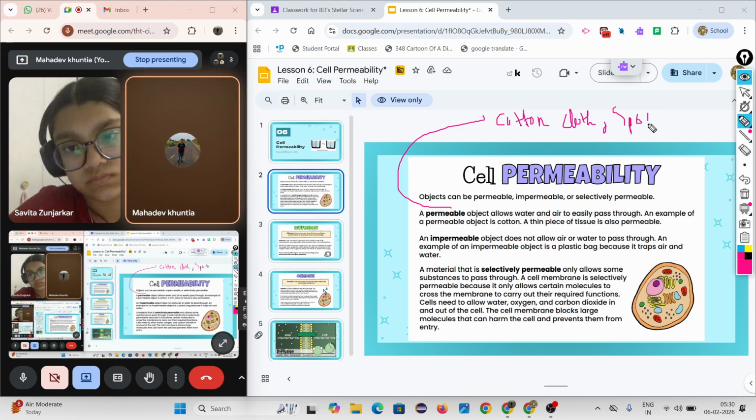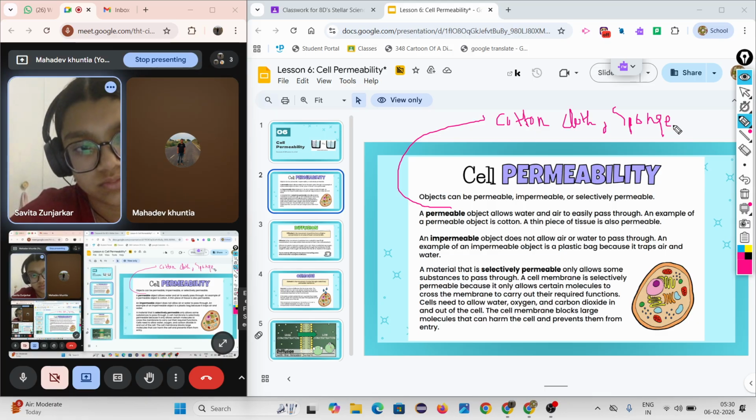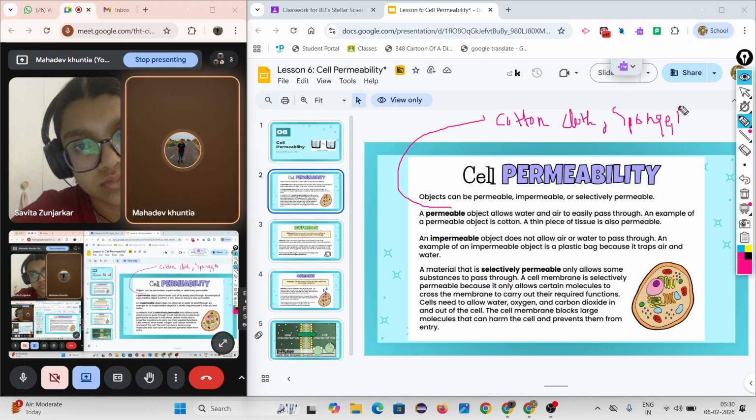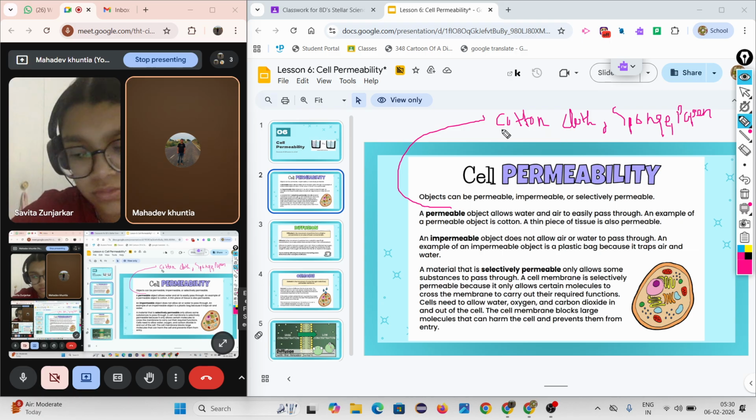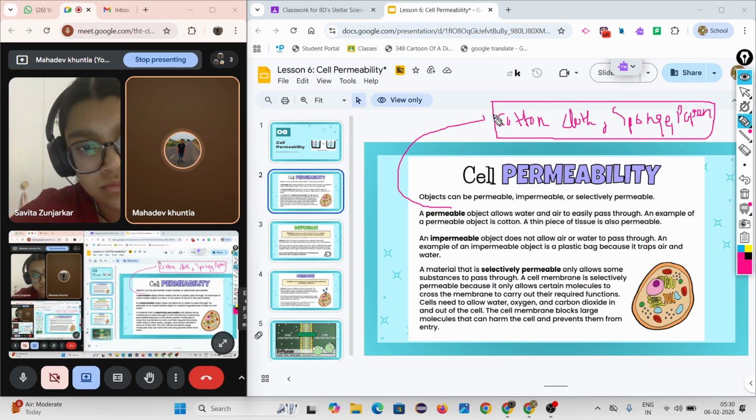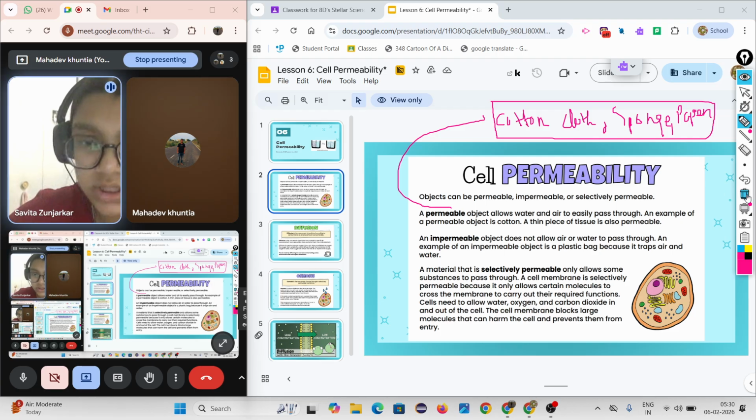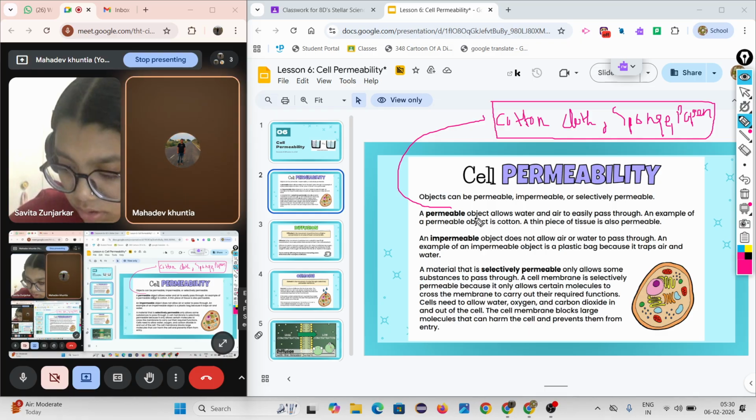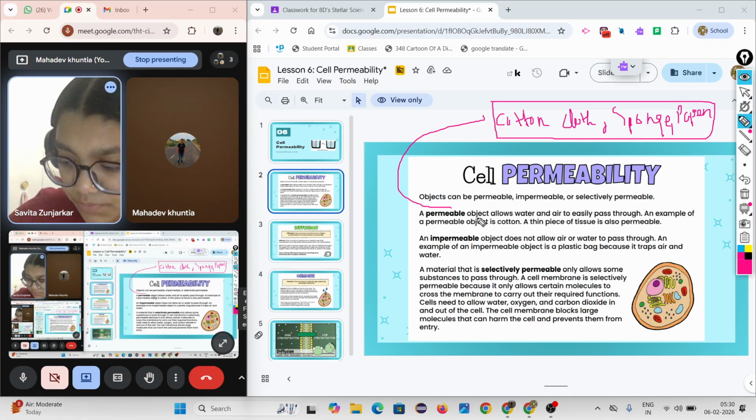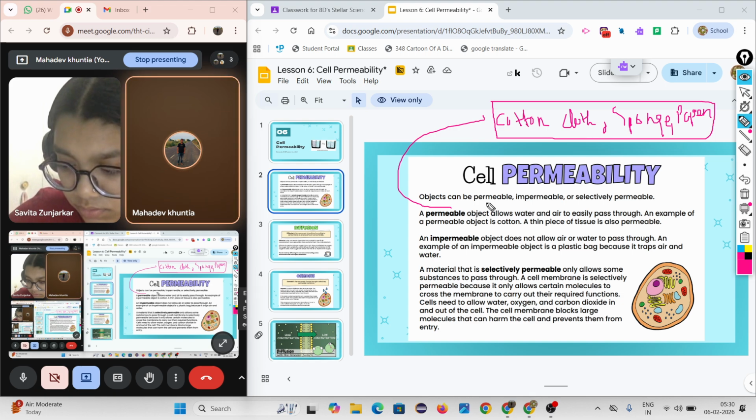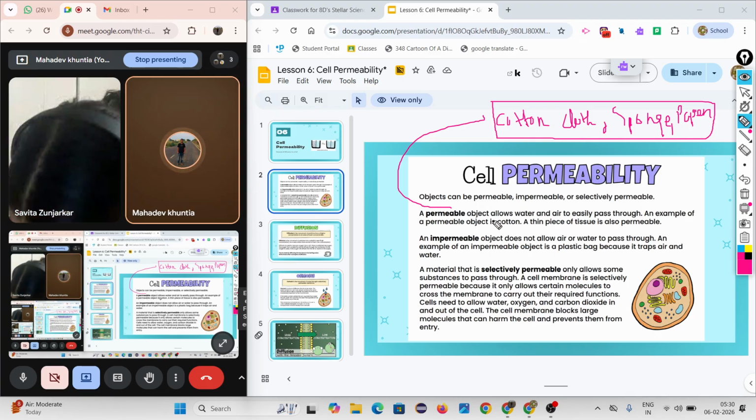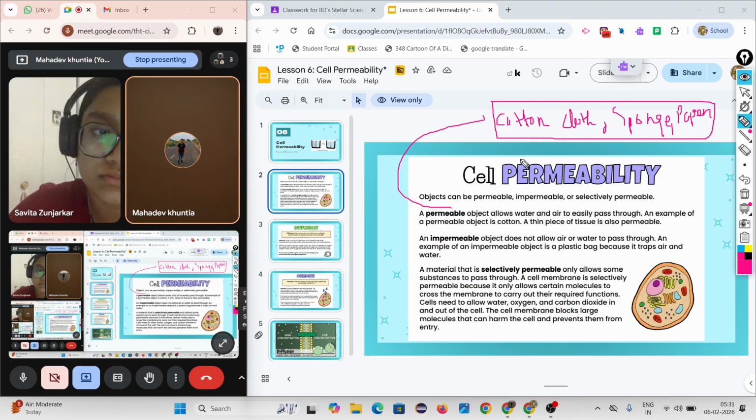sponge is also an example, paper is also an example. These are the different objects which are permeable. An object can be living or non-living also. Permeable means any object, living or non-living, that allows water and air to easily pass through.